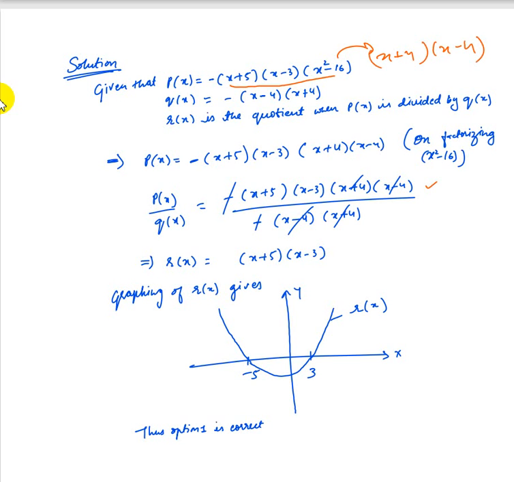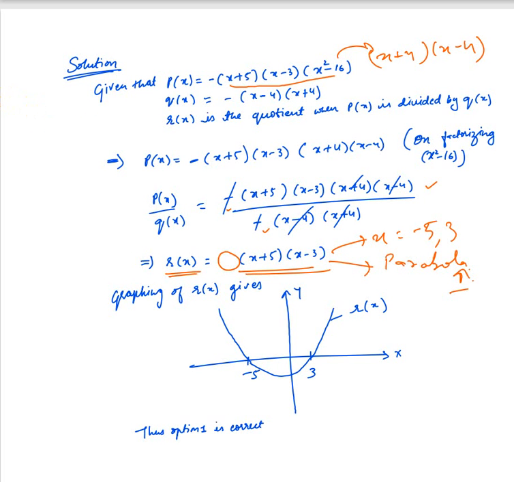So R(x) is the quotient obtained after dividing P(x) by Q(x). We are just dividing it here. The minus will get cancelled in both of them, and these two factors will get cancelled. We are left with only (x + 5)(x - 3). From this we can conclude that there are two roots: the first root is -5 and the other is 3. R(x) doesn't contain any negative sign, so this is nothing but a parabola directed upwards.